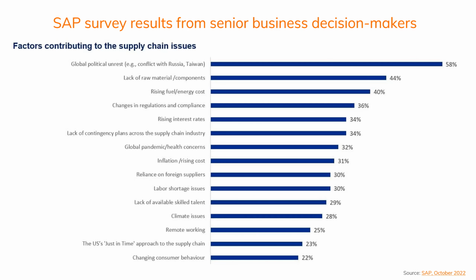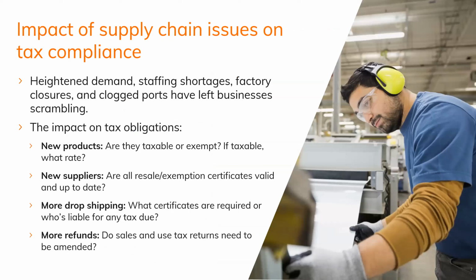I won't go through these items here, but a few things I did want to talk about. Heightened demand, struggling to find staff, potential factory and plant closures, and just clogging at the ports have caused these pivots we mentioned earlier. A few scenarios we've seen a lot of our clients take and how they impact tax obligation could be items like new products. If you've had to pivot or add new products based on some of these challenges, how are you going to look at it from a tax standpoint?